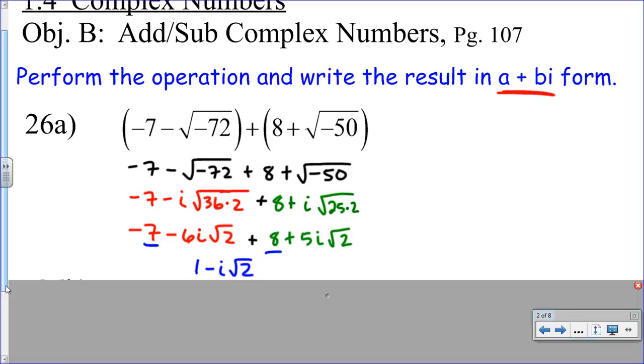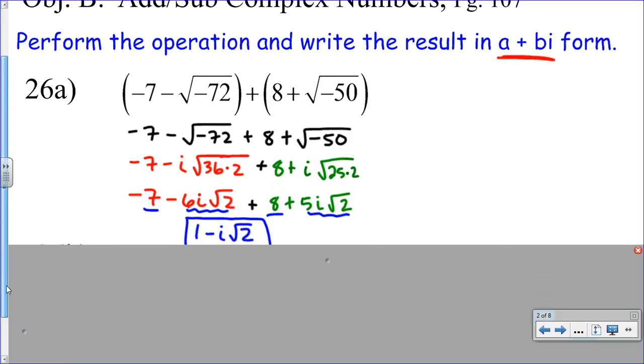Now you have a plus bi. It's okay that your i's here. If you want to put the i at the end, you can, but like I said Friday, make sure it's not under the radical. Questions about that one?